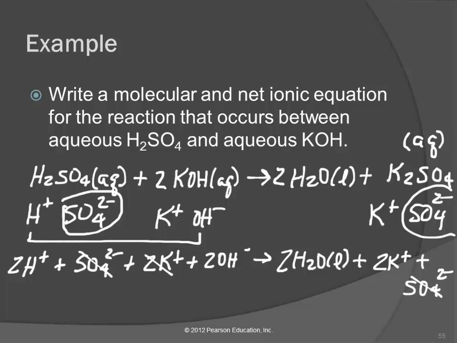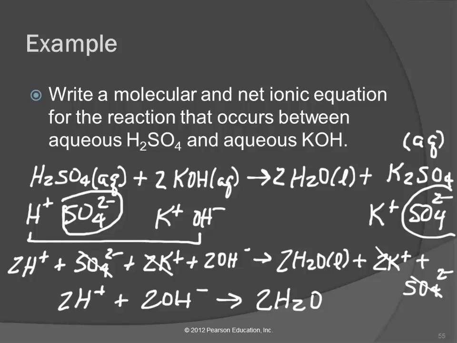There's 2 potassium ions in the reactants and 2 potassium ions in the product. And then we're going to copy down everything that's left: 2H plus, 2OH minus, yielding 2H2O. All those coefficients are 2's.